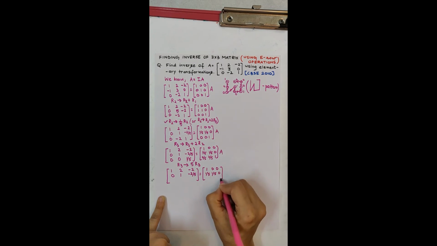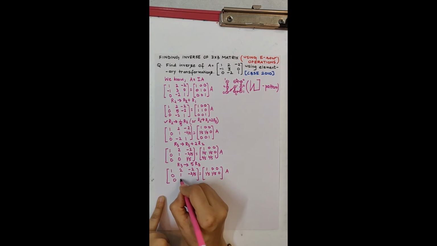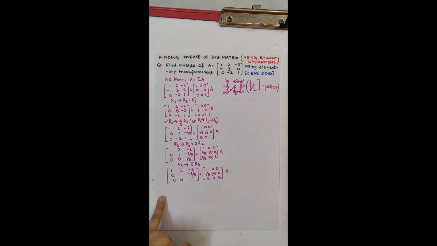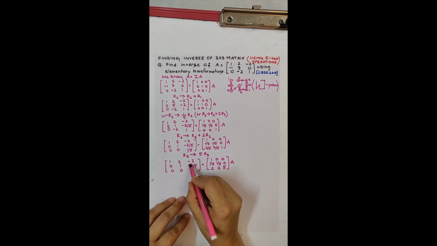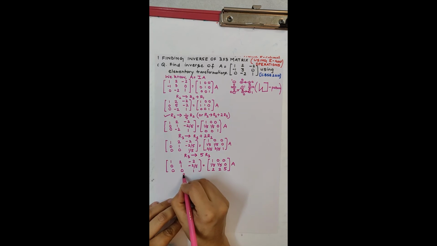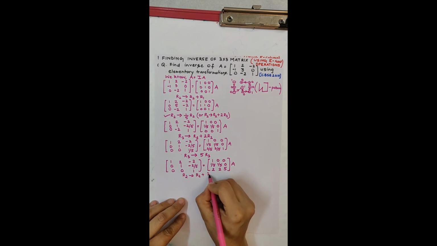and 0, and this A remains as it is. Now multiply the third row, each entry by 5. So this becomes 0, 0, 1, and this becomes 2, 2, and 5. Fantastic. So now we have to make this element 0. How do we make that? We multiply this by 2 by 5 and then add to this. So R2 goes to R2 plus 2 by 5 times R3.